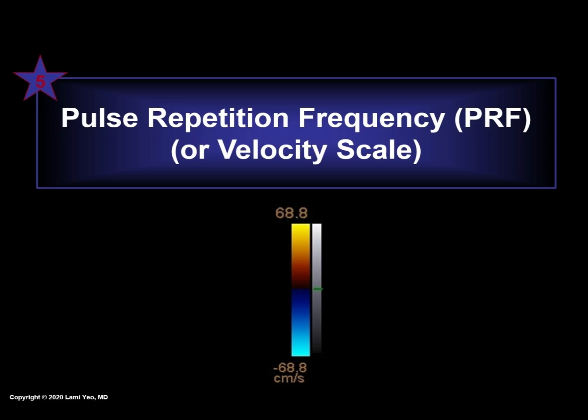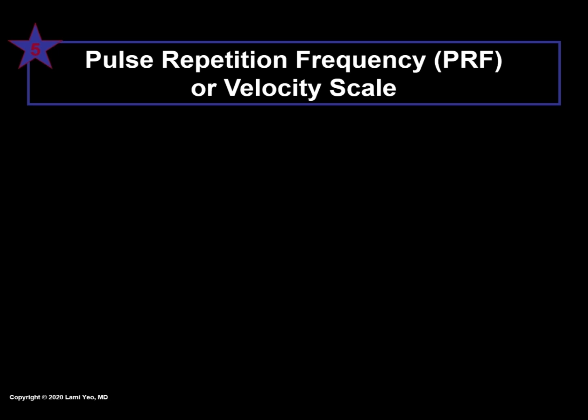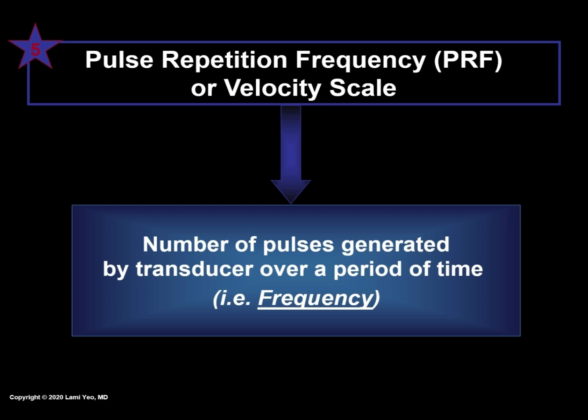We will now spend some time on a very important parameter in color Doppler sonography, which is pulse repetition frequency, or PRF, or velocity scale. Pulse repetition frequency, or PRF, indicates the number of ultrasound pulses generated by the transducer over a period of time, typically pulses per second, or kilohertz. In other words, as the name itself states, the PRF is how frequently the pulses are repeated.